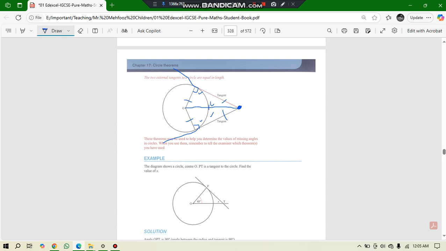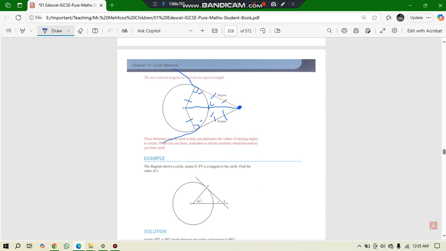So it means that the upper and lower triangles are congruent. That's why these two triangles are congruent. So if these two triangles are congruent, this side and this side of these two congruent triangles are also equal.